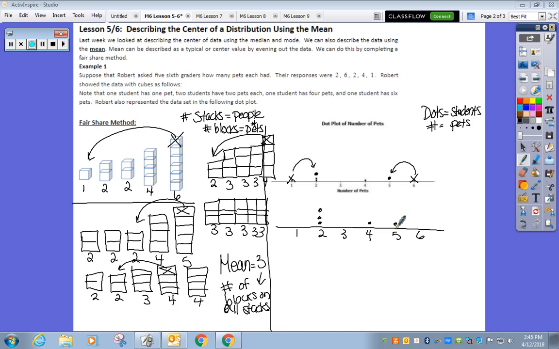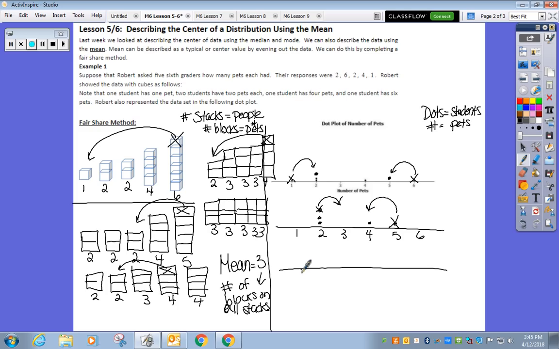But in this case, you're just taking 1 dot from the lowest and moving it up 1, 1 dot from the highest and moving it down 1. Same process, it just looks a little different. So now I would take a dot from the 2 and move it to the 3, a dot from the 5, and move it down 1 to the 4.